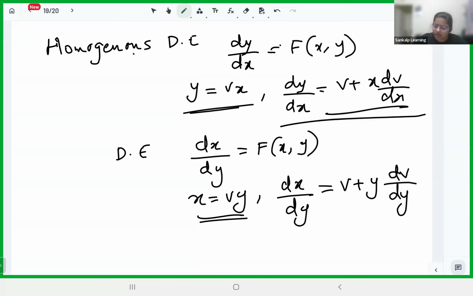Sometimes they ask questions in the 1 mark section. If you get a homogeneous differential equation of the form dy/dx = f(x, y), what substitution will you give? It is y = vx. And if the equation is of the form dx/dy = f(x, y), what substitution do you put? That is x = vy. You have to learn that by heart.